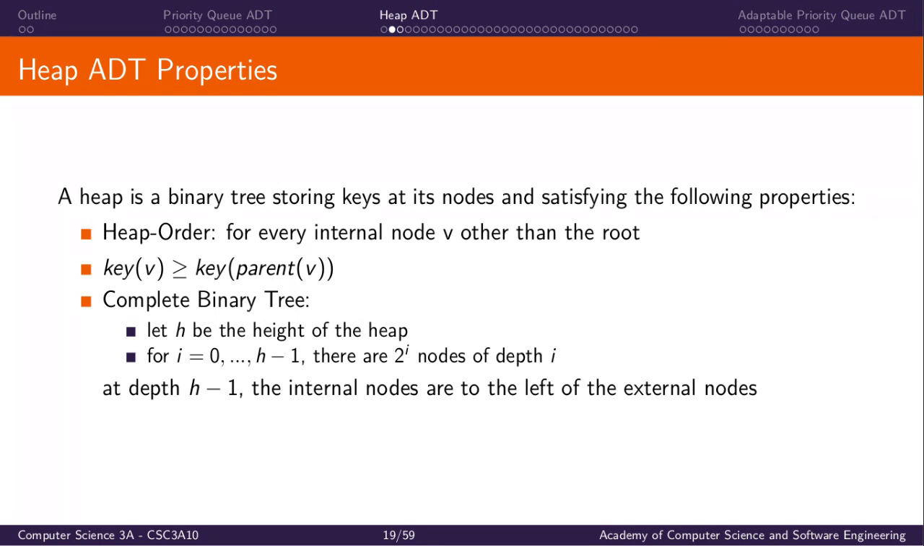All right. So those are the two properties. It has to have heap order and has the maximum amount of nodes, except possibly at our lowest level. All right. And at depth h minus 1, so at the last one, the internal nodes are to the left of the external nodes. Okay, just note we had discussed this.